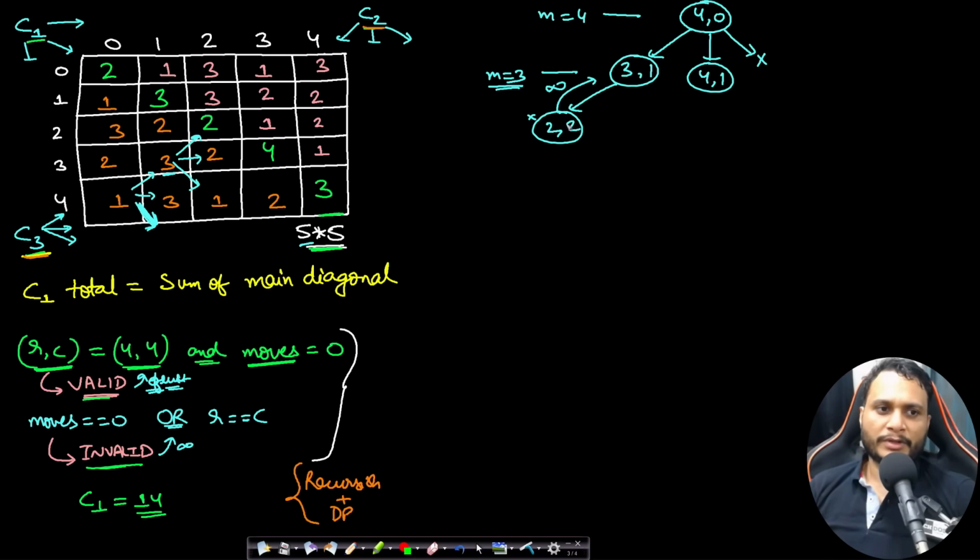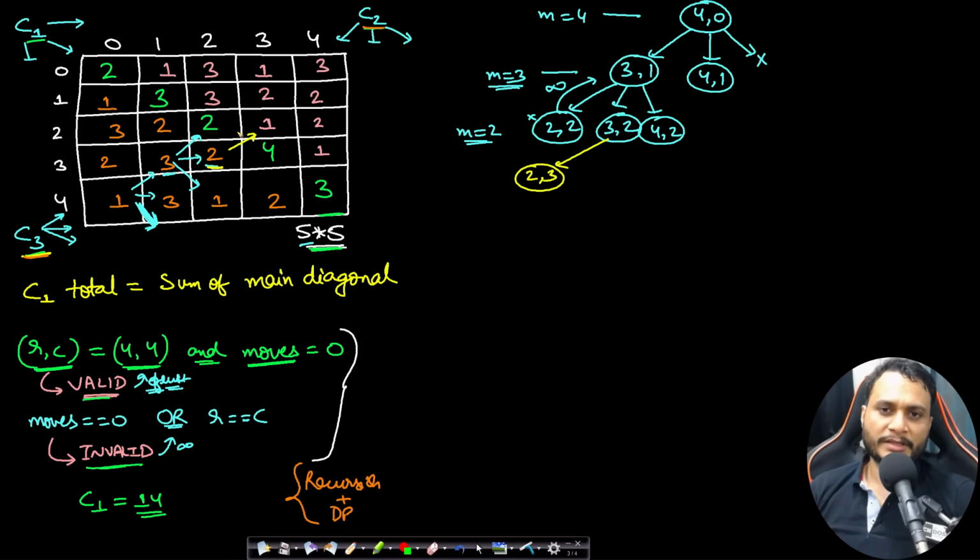Now from 3 comma 1 you could have gone to 3 comma 2. Is this valid? Yes, it is within the lower half of the diagonal and it is completely fine. Or you could have gone to 4 comma 2, and this is also fine, right? Here the number of moves allowed is 2. Now if you try to expand 3 comma 2, then from here you can go to 2 comma 3.